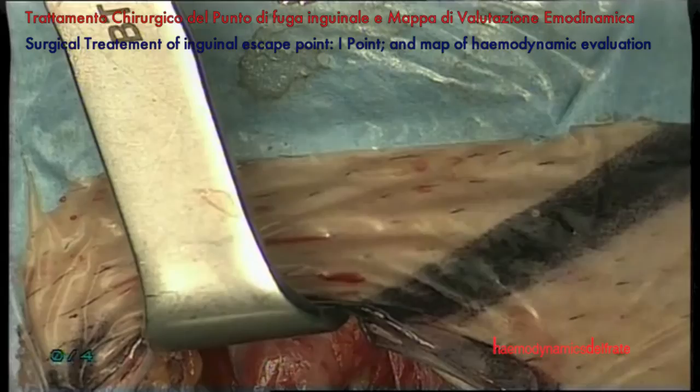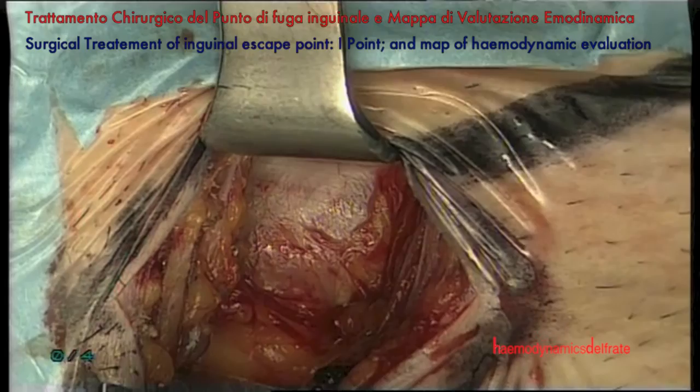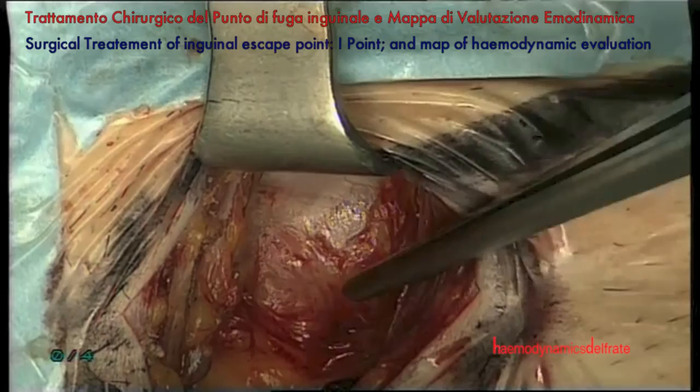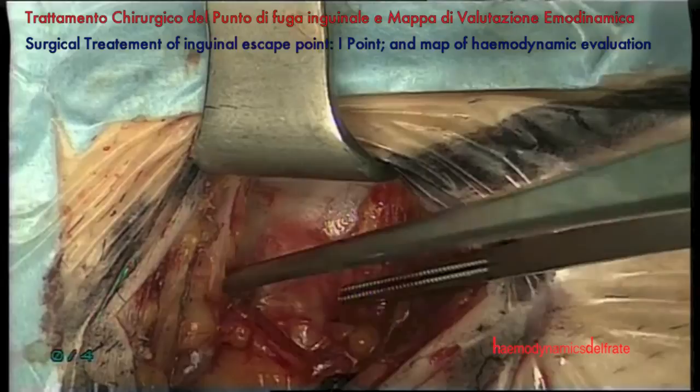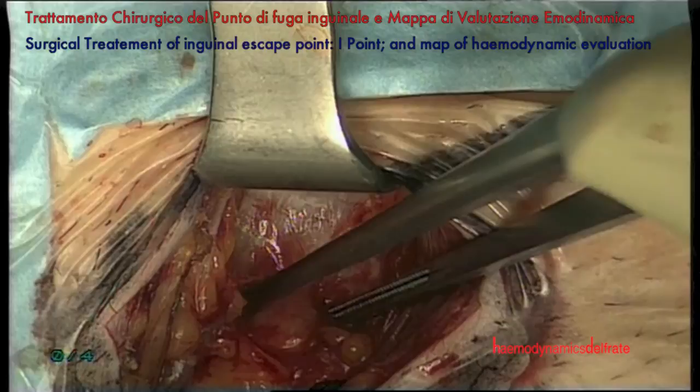Ok, now we center. Yes. As you can see at this level, we have the superficial ring of the inguinal canal, and we start seeing the venous plexus that comes out of the canal, which is this one.